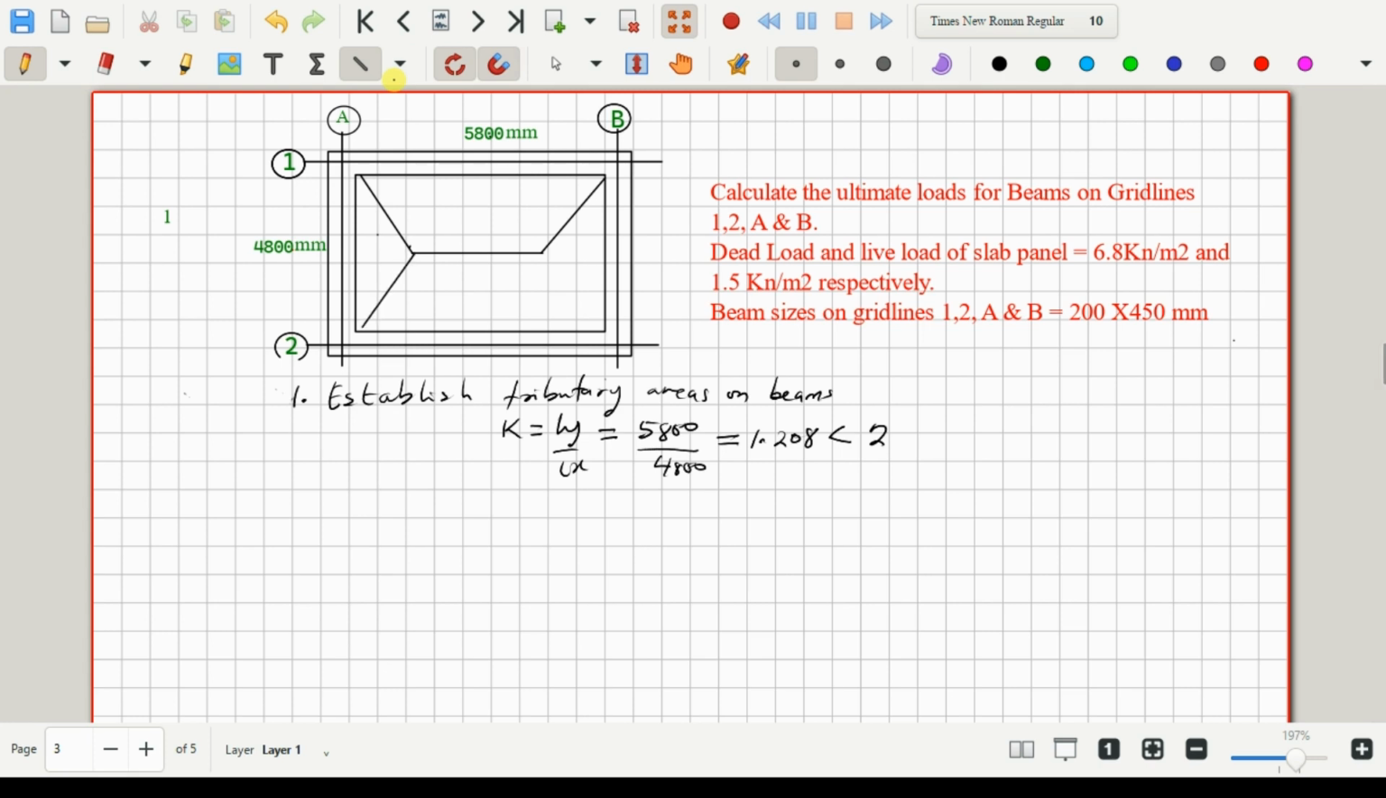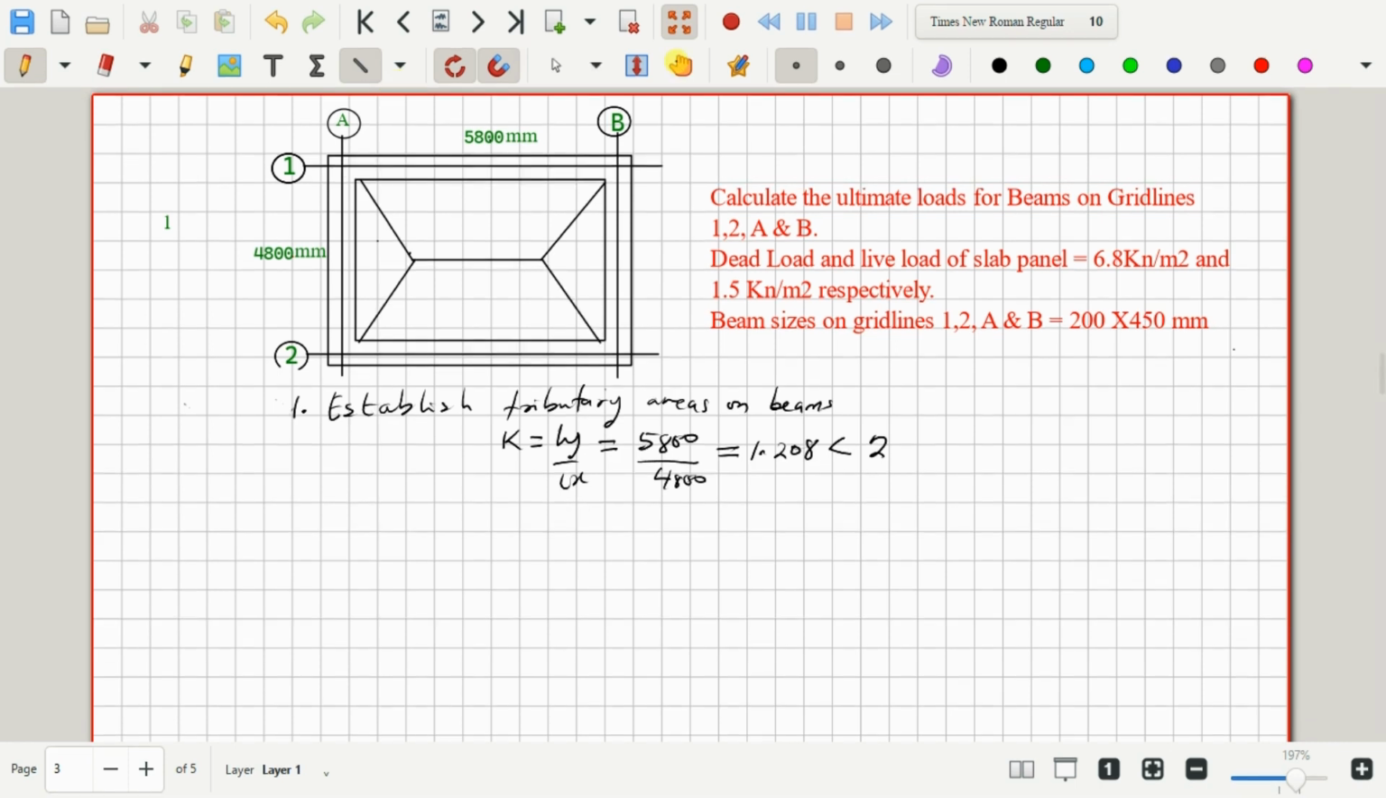So this implies we'll have a trapezoidal load distribution on beam on grade line 1, and it will be the same load distribution on beam on grade line 2. And then on beam on grade line A and B, we'll have a triangular load distribution. So in this case, the slab is two-way. Right. So after establishing the ratio of our Ly to Lx, the next thing we are going to do is to calculate.